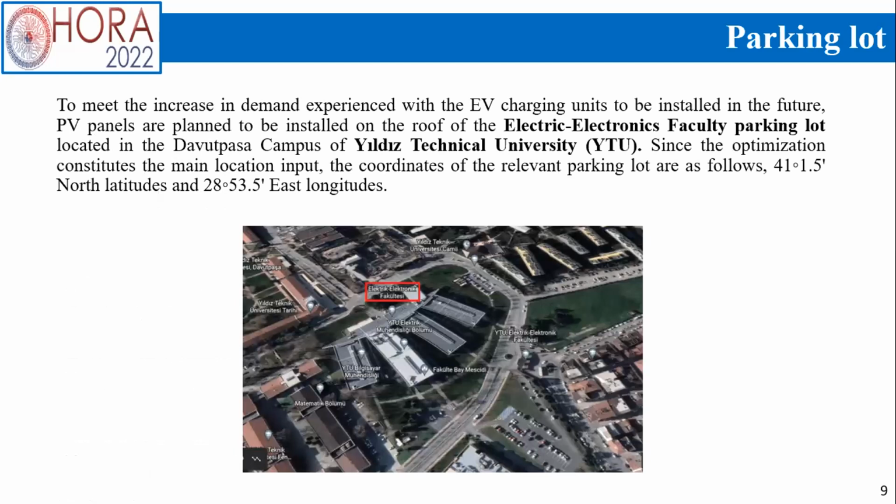University Electrical Electronics Faculty has been determined as the site. Although EV charging units are not currently available, the maximum number of parks, i.e. 75, has been set as the maximum limit to model the increasing EV charging. Since the roof of the parking lot is 1,000 square meters and a PV capacity of 150 kilowatts has been determined by the area limitation, the street lighting of the relevant lot and cooling, which are the main inputs of the optimization, are shown.